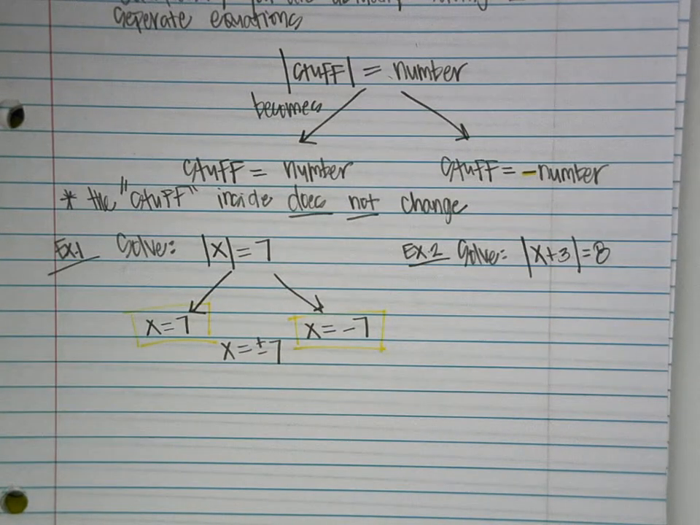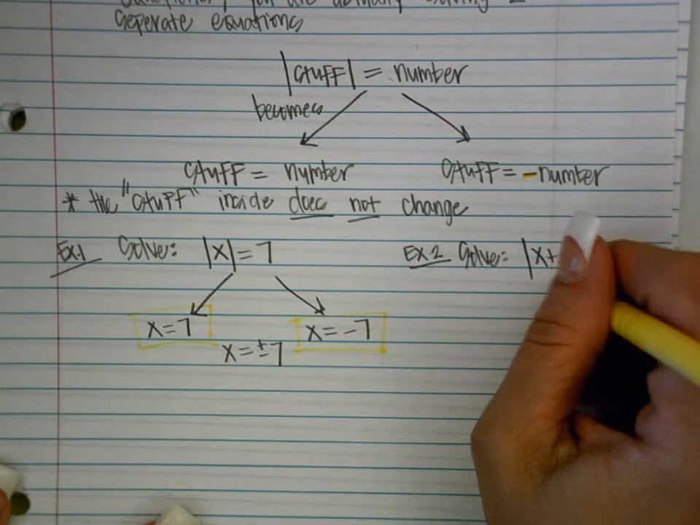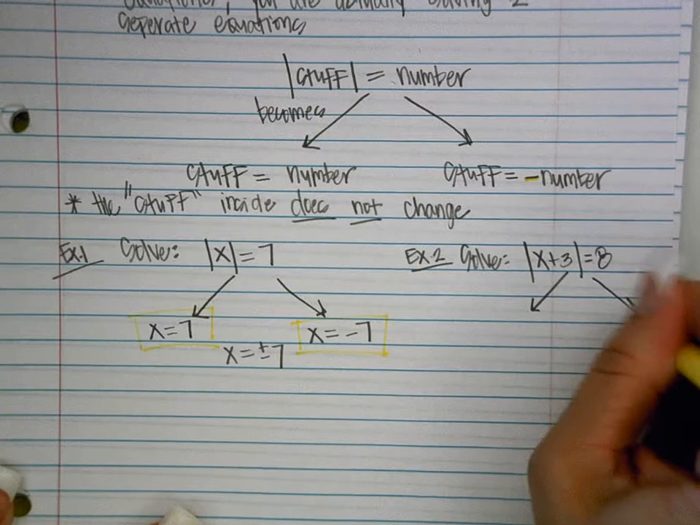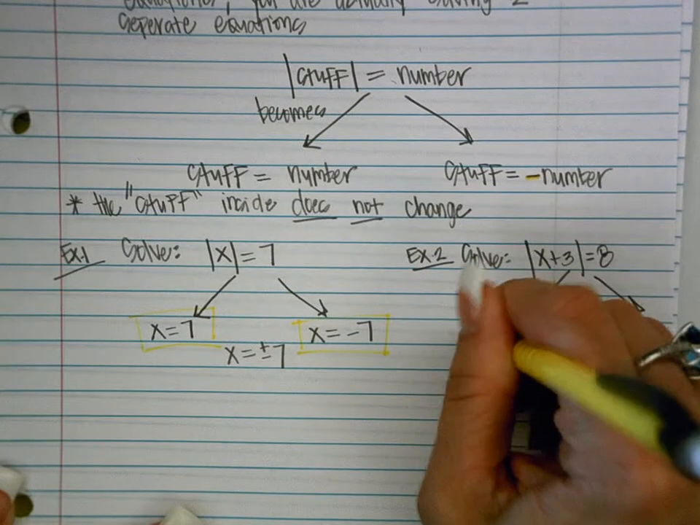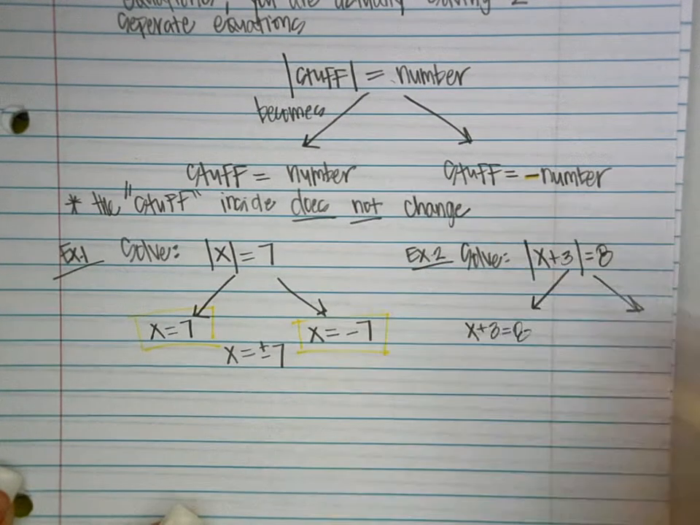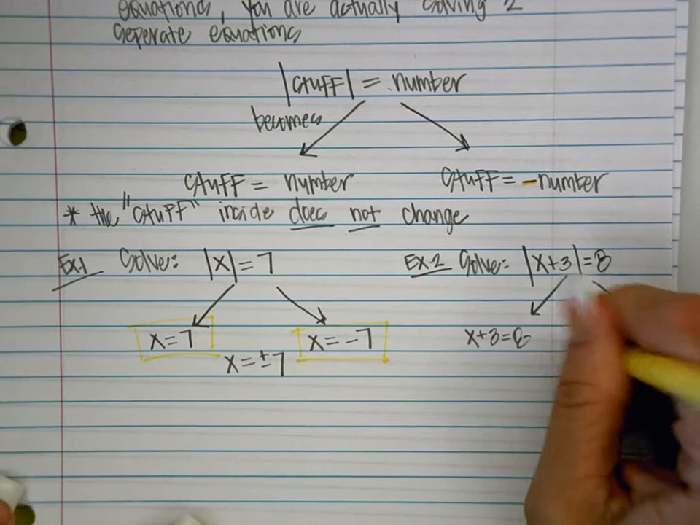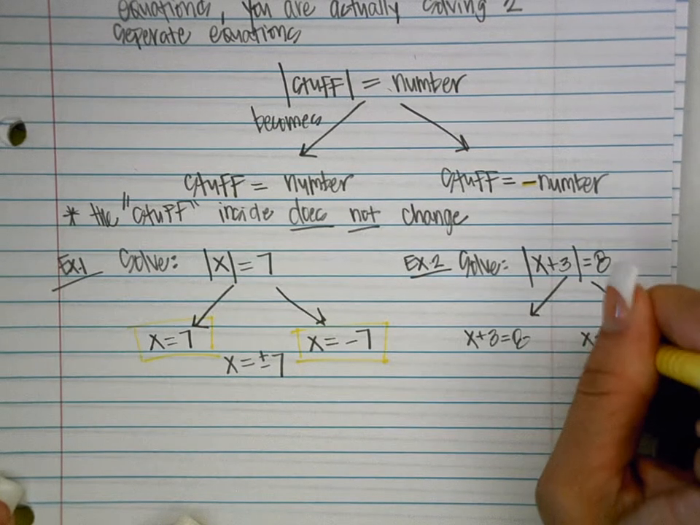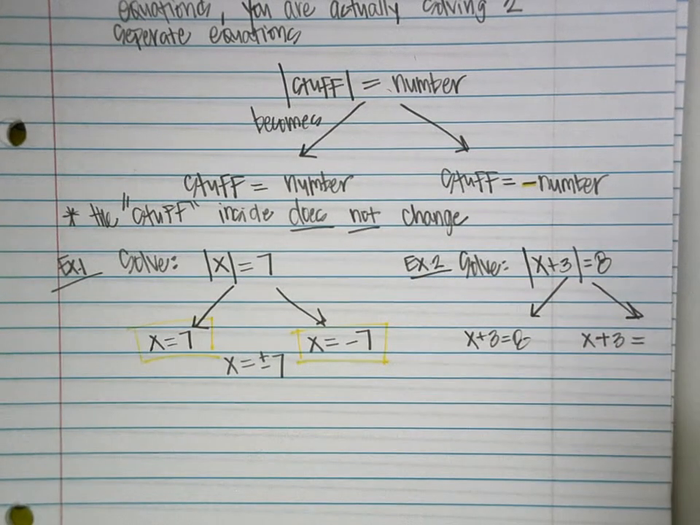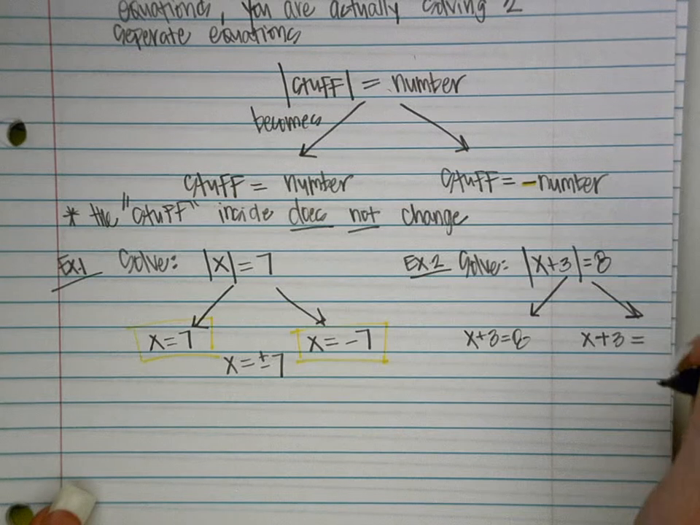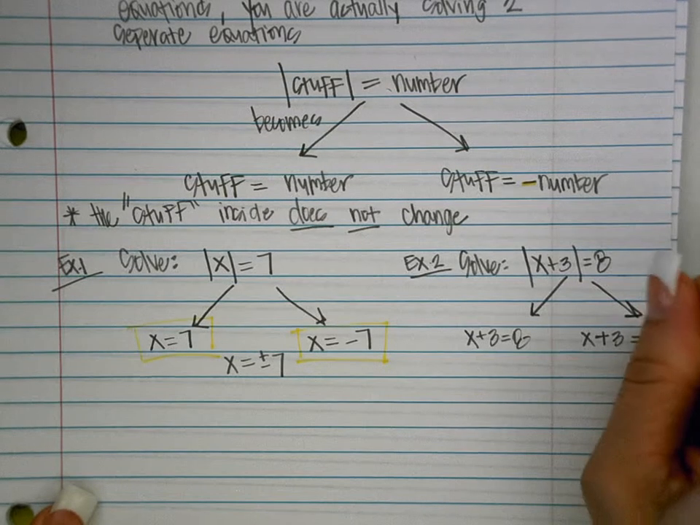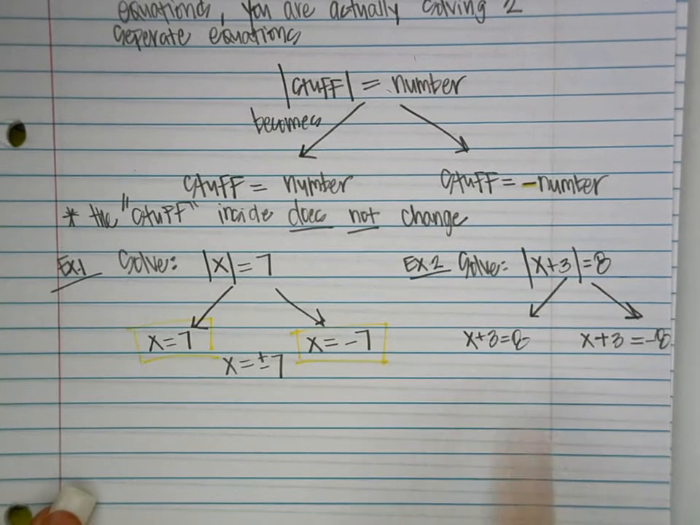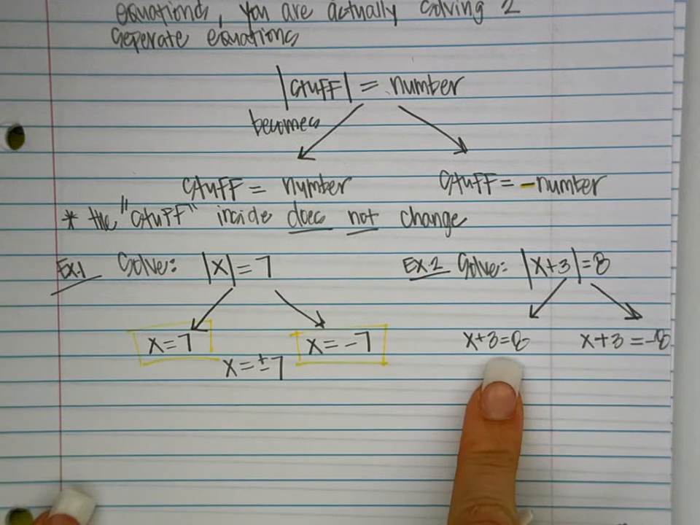So first step, what is going to be my first step, Spencer? Drop the bars, break it into how many equations? 2. So x plus 3 equals 8. That's always your first equation. What's the second equation going to be? X plus 3 equals what? Negative 8. Perfect. Now, how do I get x by itself? For this equation, what do I have to do first to get x by itself?